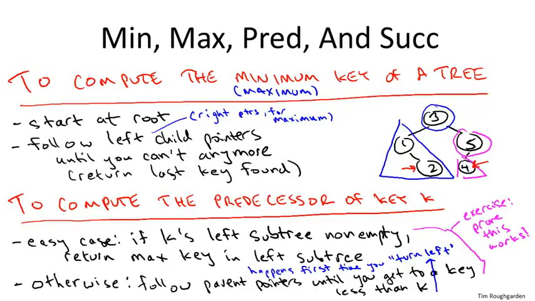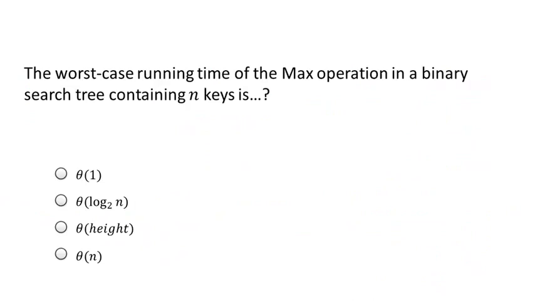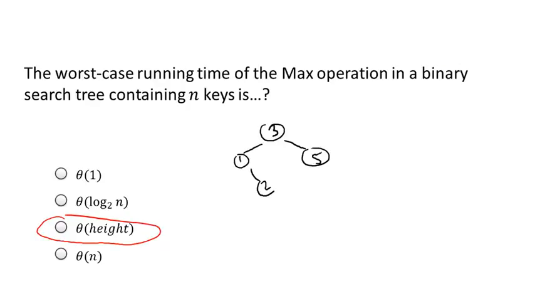So that's the high-level explanation of how all of these different ordering operations, minimum, maximum, predecessor, and successor, work in a search tree. Let me ask you the same question I asked you when we talked about search and insertion. How long do these operations take in the worst case? Well, the answer is the same as it was before. It's proportional to the height of the tree, and the explanation is exactly the same as it was before.